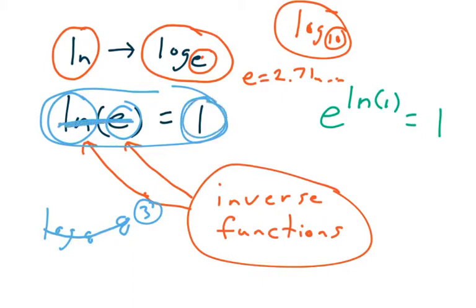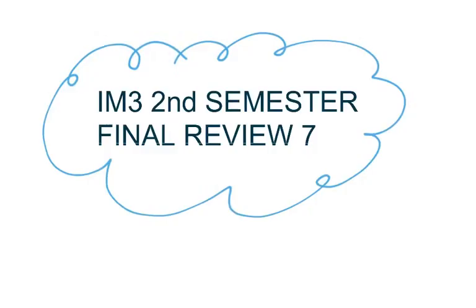And the inverse or reverse of that's true as well. If I do E to the natural log of 1, I end up with 1 also. Bottom line, natural log and E are inverses of each other, just like any log is the inverse of its base power. But anyways, let's get going here.